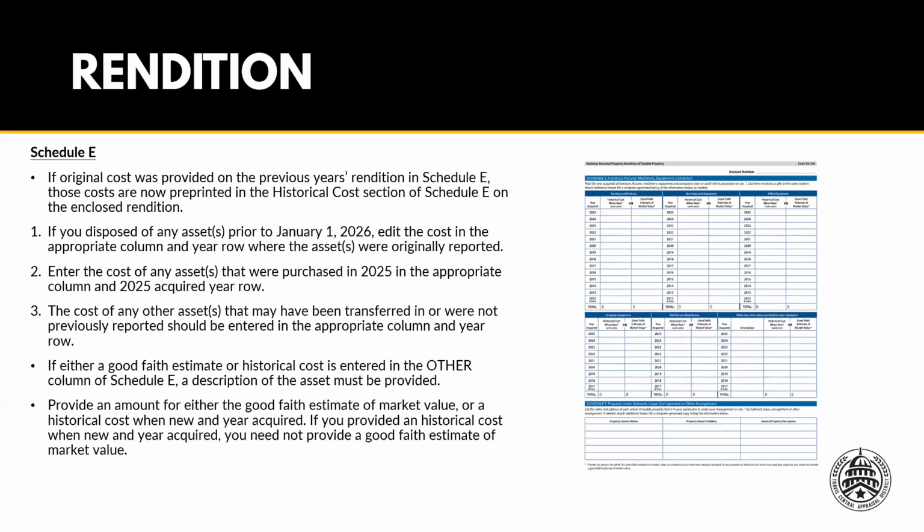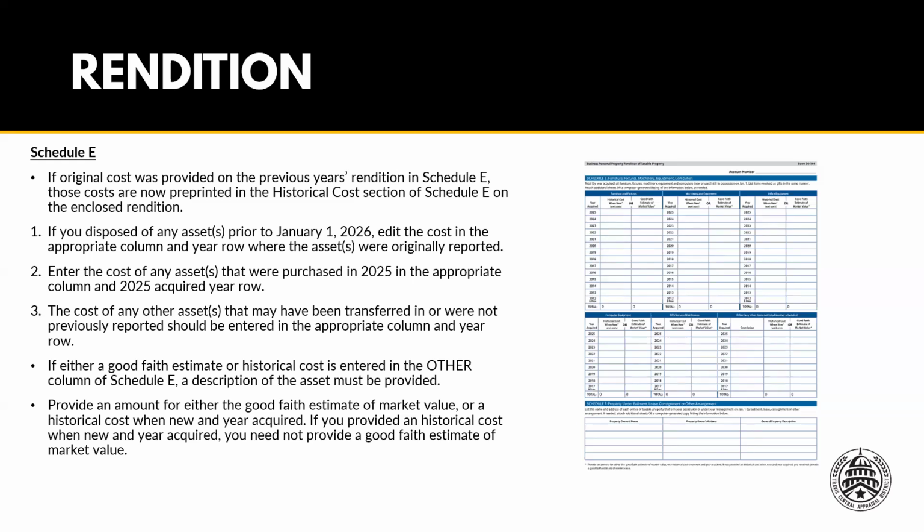Under Schedule E, if the original cost was provided in the previous year, those costs are now pre-printed in the historical cost section of Schedule E on the enclosed rendition. If you dispose of any assets prior to January 1, edit the cost in the appropriate column and year where the assets were originally reported. Enter the cost of any assets that were purchased in 2025 at the appropriate column and 2025 acquired year row. The cost of any other assets that were transferred in and not previously reported should be entered in the appropriate column and year row.